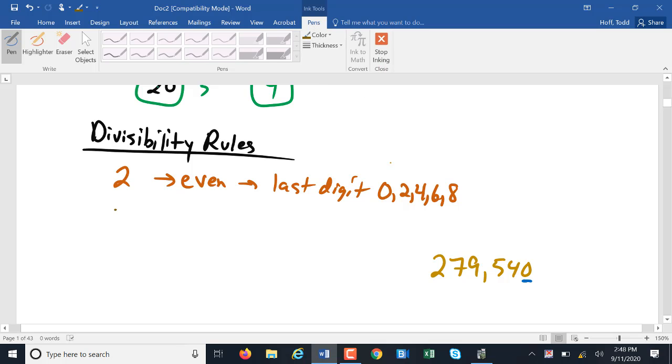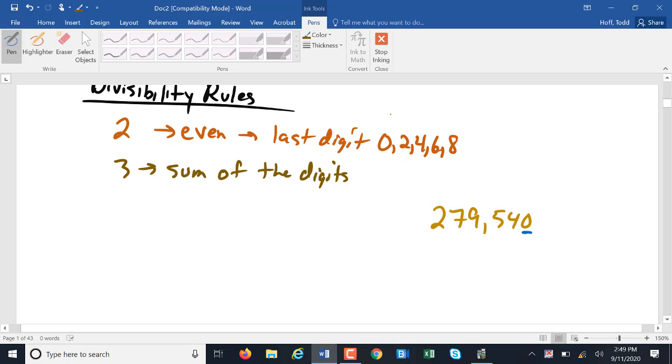How can we tell if something's divisible by 3? Does anybody know? Well, it's not quite that simple, but it's a good try. 3 actually goes off of the sum of the digits. This is actually a pretty cool little rule. Something this big, I'd probably just punch it in the calculator, hit divided by 3, and it'd be quicker. But what we do is you add the digits.